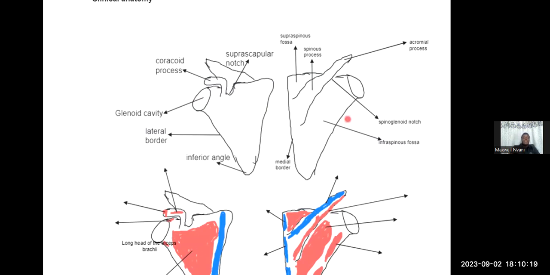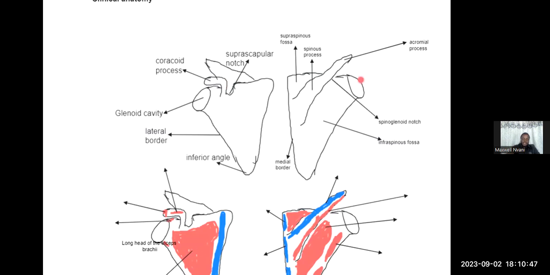Then finally, we have processes. The scapula has three processes. We have the coracoid process here, which is a finger-like projection directed laterally and forwards. It's more or less going laterally and forwards, not necessarily forwards alone. So it's projected to go laterally also. Then we have the spinous process.